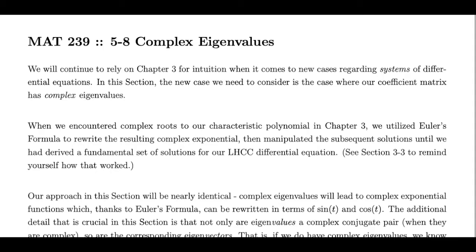Section 5.8, Complex Eigenvalues. We will pick up in this section where we left off in 5.7, solving systems of first-order linear homogeneous differential equations. But, as the title of this section suggests, the problems that we encounter here will involve matrices which have complex eigenvalues. This is an issue that we confronted in Chapter 3, and in Chapter 3 we utilized Euler's formula to rewrite complex exponential functions in terms of sines and cosines, did some manipulation, and were able to generate real-valued solutions to our differential equations that were built out of exponential and trig functions.